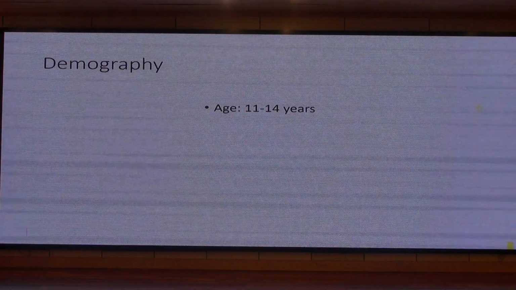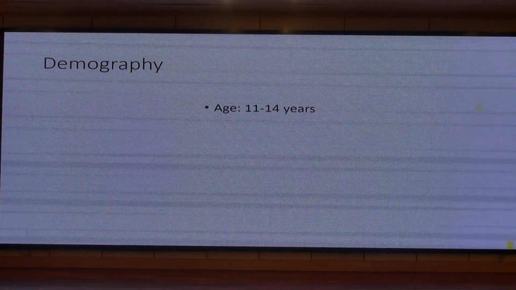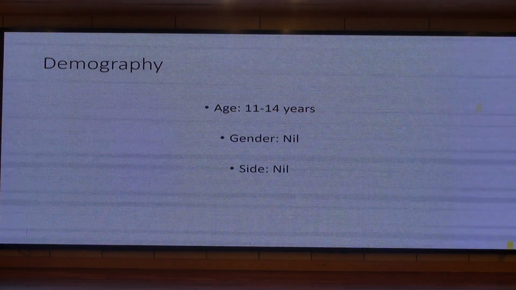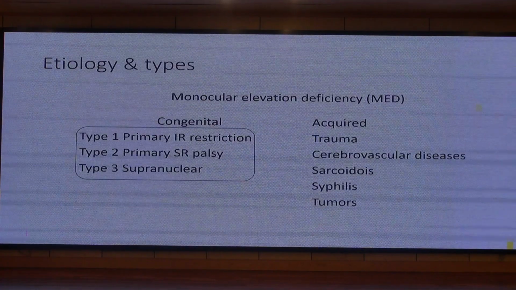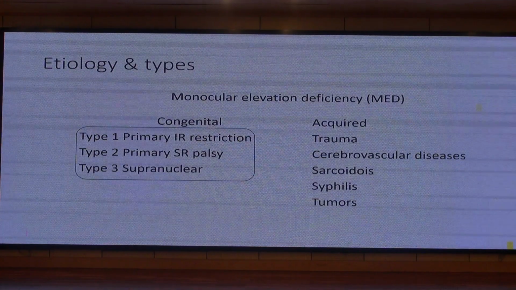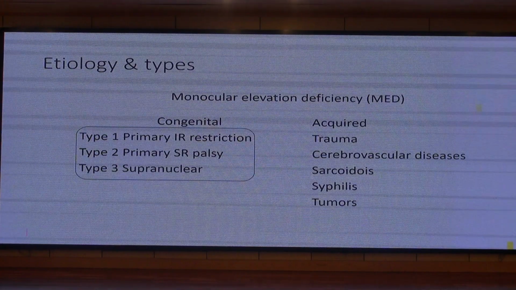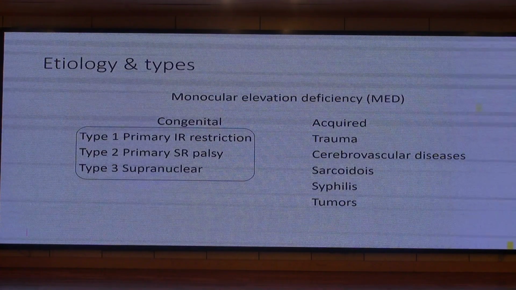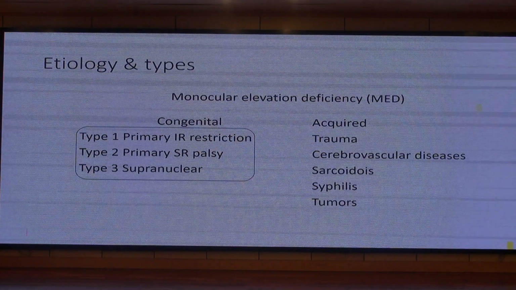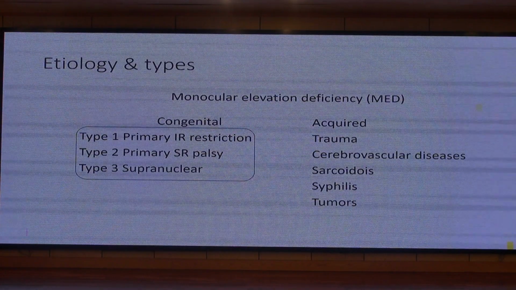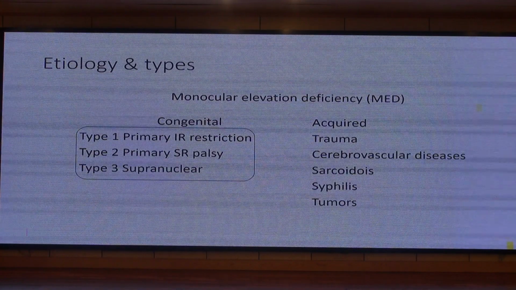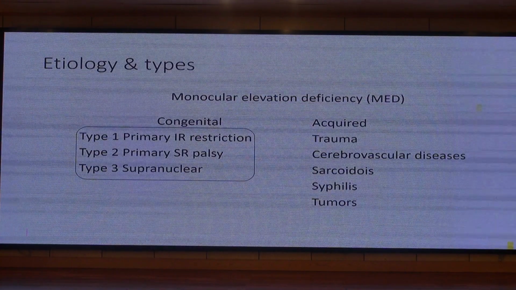Demographically, the average age of presentation is 11 to 40 years old, with no gender and no side predisposition. MED can be congenital or acquired. Congenital cases of MED occur sporadically, including 3 types. Type 1 is primary inferior rectus restriction, which is the most common, accounting for 70%. Type 2 is primary superior rectus palsy, and type 3 is supranuclear.